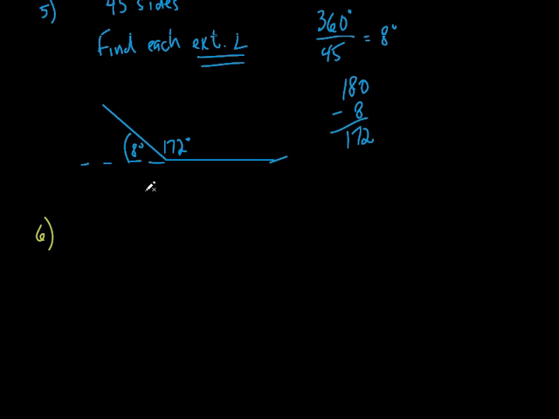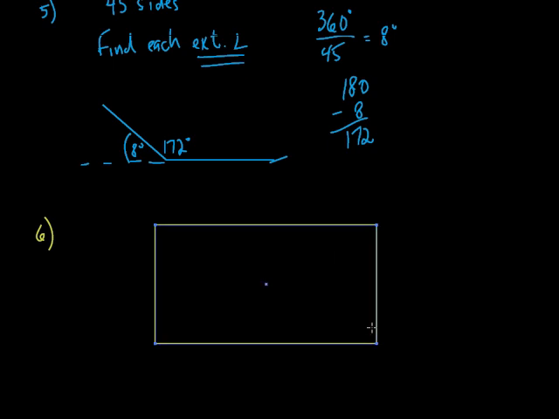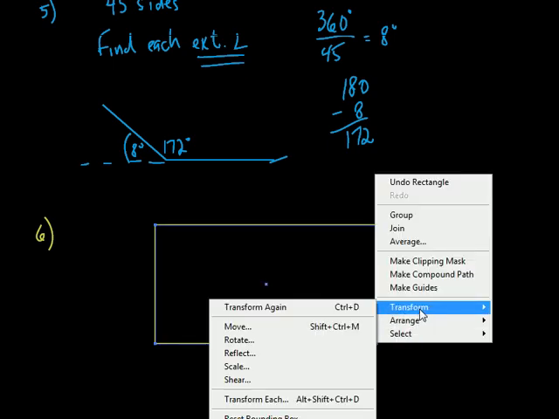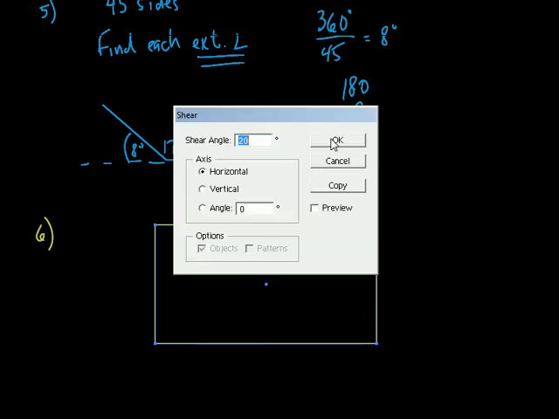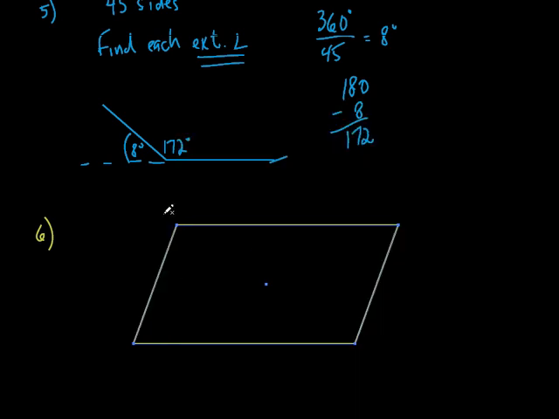Let's see, what am I doing? 6? In parallelogram ABCD. Well, let's draw this thing out. It might be helpful just to kind of visualize what's going on. So they don't draw it for you, do they? I want to shear. There we go. ABCD. ABCD. And it says angle A is 58 degrees. That's 58 degrees. Find angle B.